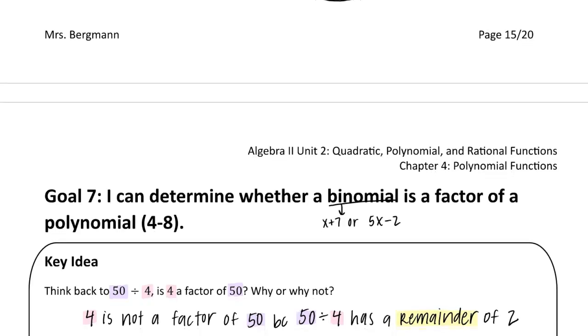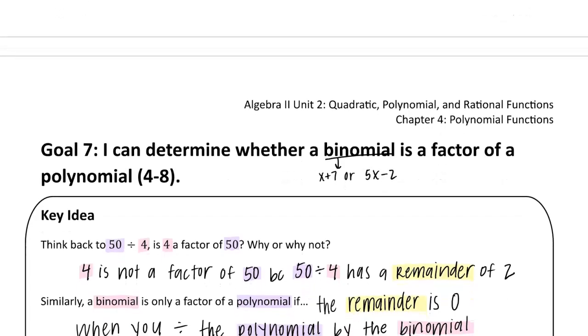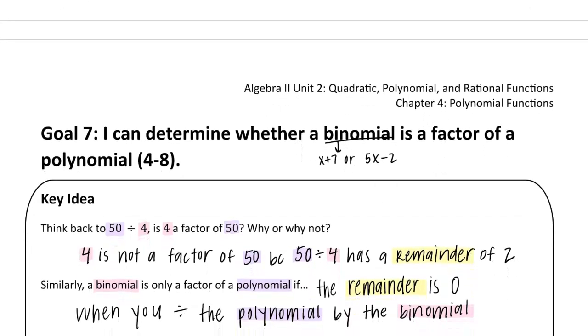Hopefully you're thinking that 4 is not a factor of 50 because when you divide, 50 divided by 4 has a remainder of 2. So we know that if it has a remainder of 2, that means it is not a factor. That's going to clue us in on our lesson for today. A binomial is only going to be a factor of a polynomial if the remainder is 0 when you divide the polynomial by the binomial. So like if we did 50 divided by 5, that would have a remainder of 0, so we know 5 is a factor of 50.